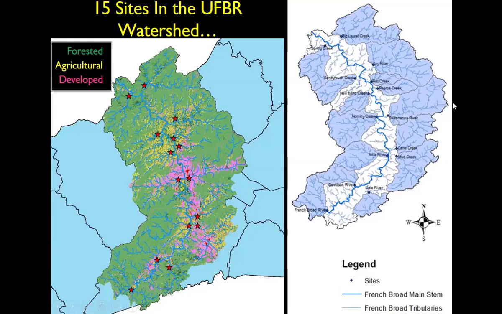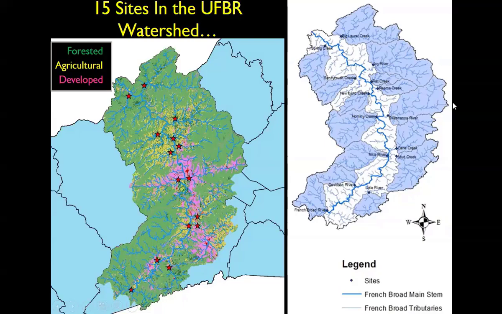And this is what the French Broad watershed looked like in the 90s from a land use perspective. So these stars are each of those 15 sites. Green is the forested land cover. Yellow is ag. And then this pink is developed. And so Asheville's in here. This is the I-40 corridor going across like this. This is I-26 corridor kind of doing this thing. So Hendersonville down here, Asheville here. Got Fletcher and that kind of stuff here.